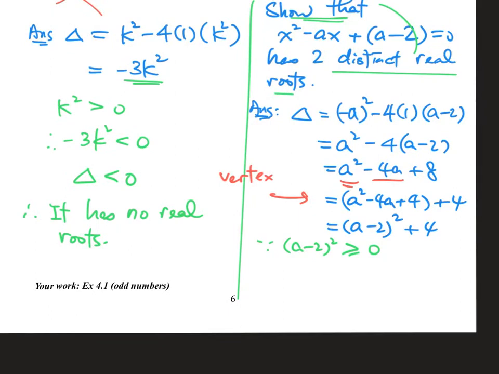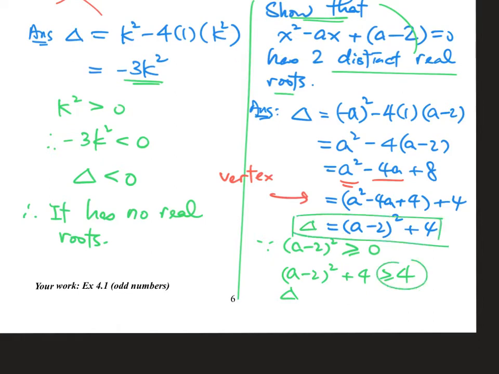And afterward, if you add 4, you see it should be greater than or equal to 4 as well. We need not look at the value itself, but you definitely know that this is the value of delta, right? And it's greater than or equal to 4, which means that delta must be greater than 0. And as a result, you can say it has two distinct real roots.